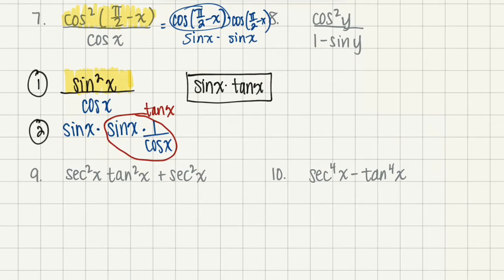Now, number 8, cosine squared of y over 1 minus sine of y. We're going to have to go back to our algebra skills to do this problem. Cosine squared of y, there's 2 different ways to do this. I'm going to show you both ways too. Cosine squared of y is another way of saying 1 minus sine squared. So cosine squared of y is 1 minus sine squared of y.